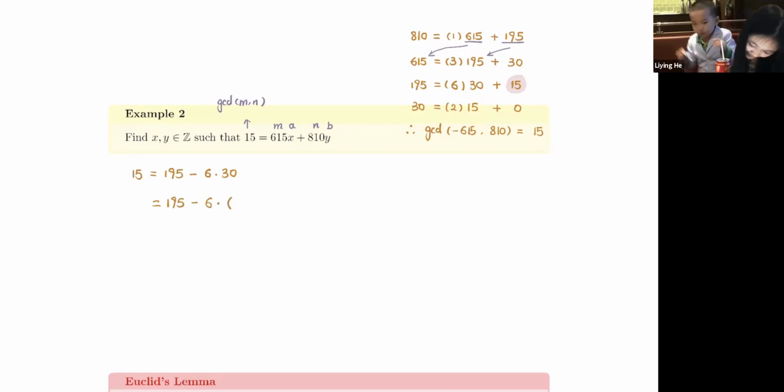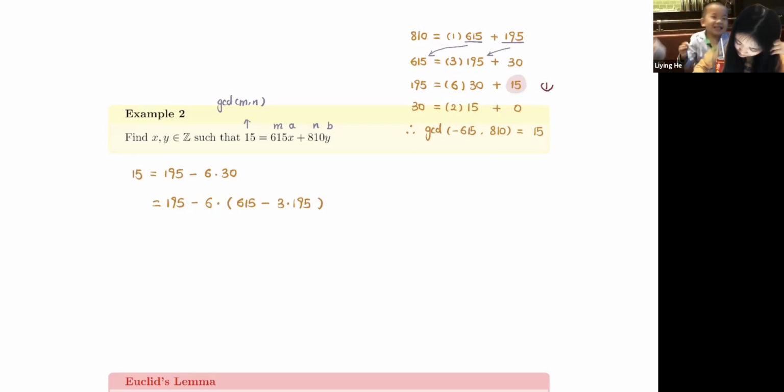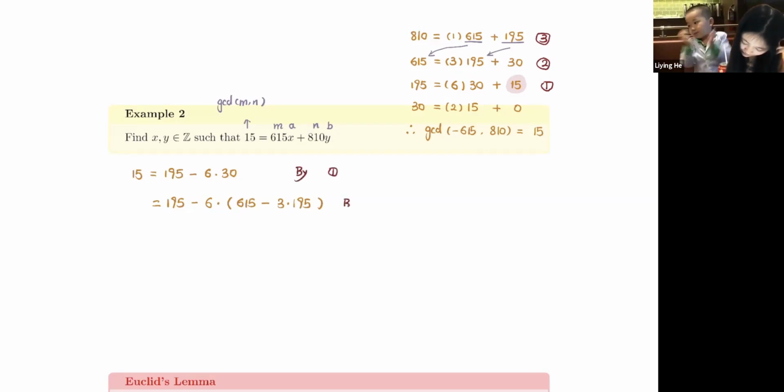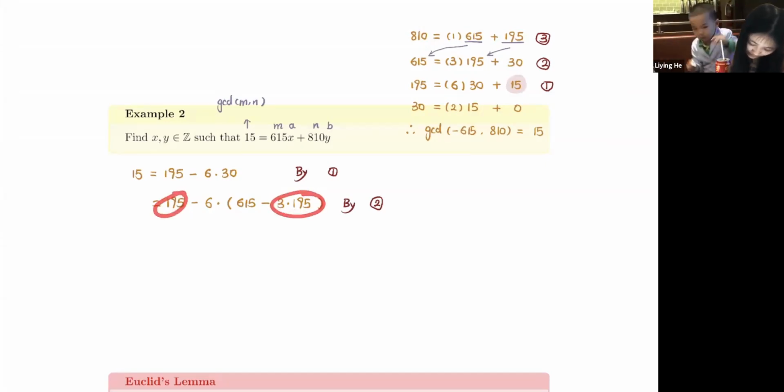So we rearrange this equation: 6 times 615 minus 3 times 195. Okay, let me give them a number. So this is 1, 2, 3. So this is by 1, by 2. Now what I'm going to do is notice that I have 195 here. I have 195 here as well. So I'm going to open a bracket and collect those two like terms.